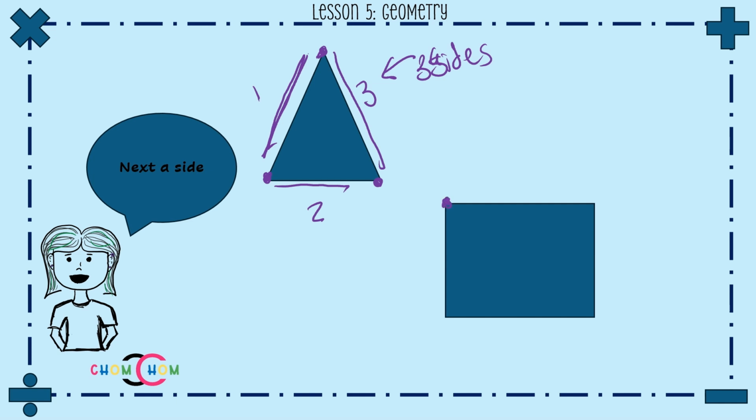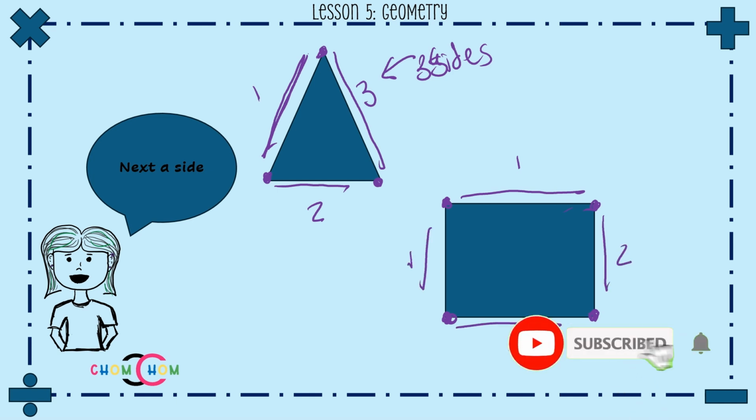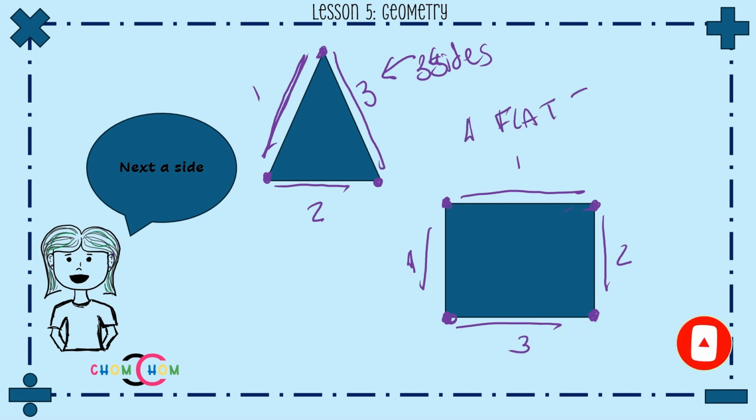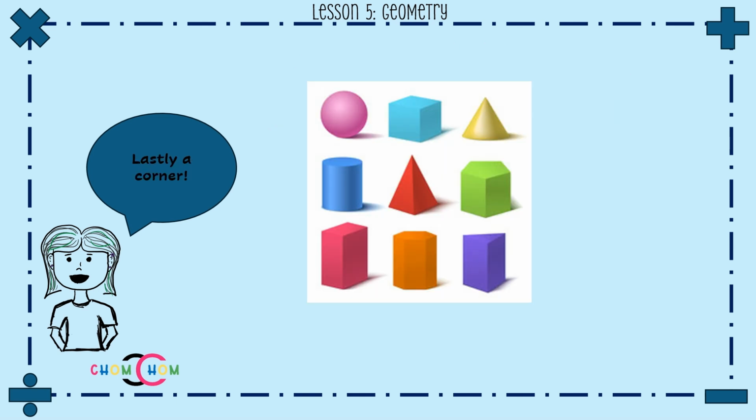Remember how we talked about the vertices of this rectangle square thing. How many sides does it have? 1, 2, 3, 4. It has 4 flat sides. Lastly, we have a corner, but a corner is the same as a vertex. It's just another word for vertex.